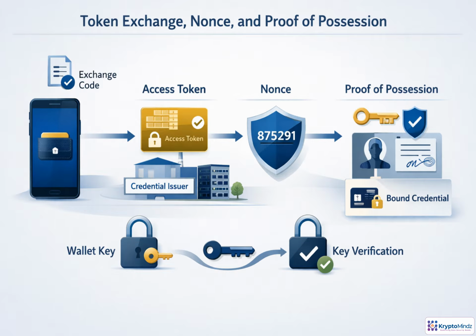Once authorization succeeds, the wallet swaps its authorization or pre-authorized code for an access token, which it then uses to call the credential endpoint. To stop replay attacks, the issuer can add a nonce, a one-time random value the wallet must echo back. Alongside that, the wallet sends proof of possession, typically a signature with its private key. This lets the issuer bind the credential to that key, not just to any copied token.